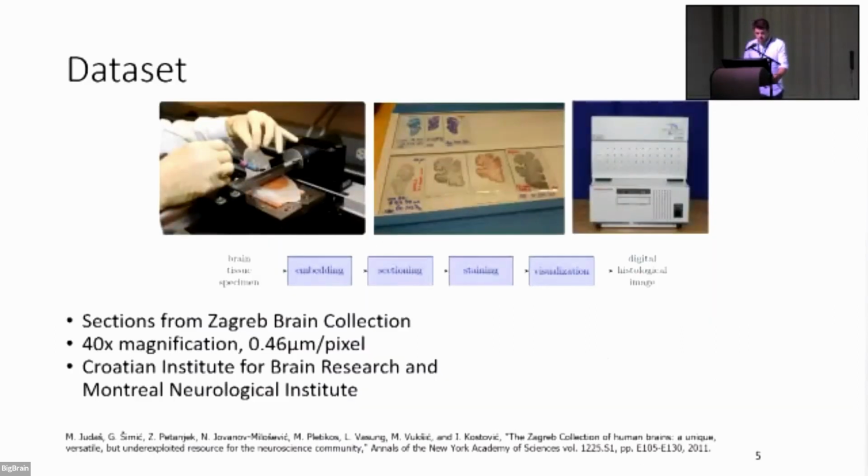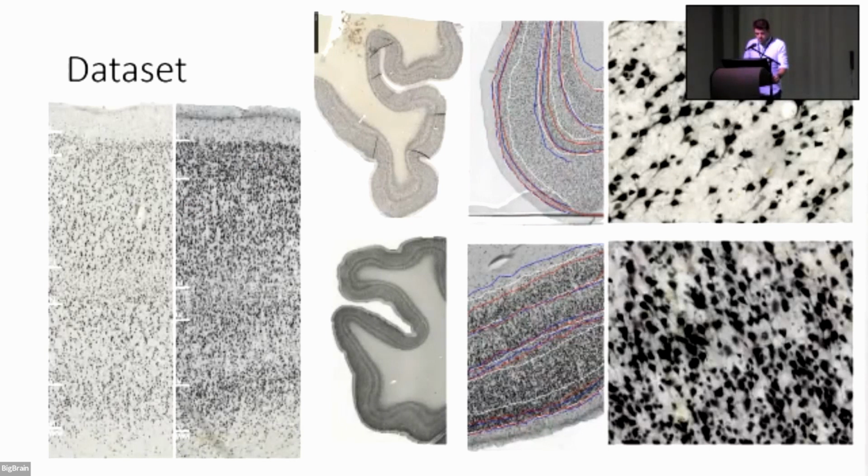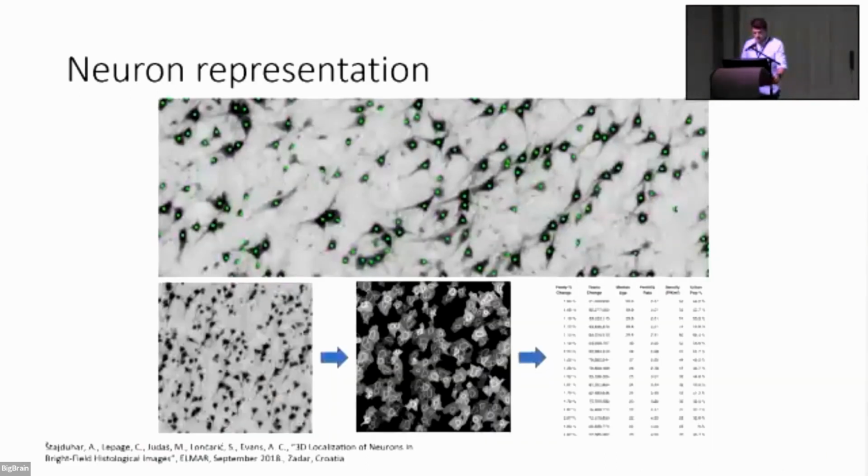Just a bit of detail about the dataset. Those are sections from the Zagreb brain collection, scanned in-house at high magnification, at sub-micron level resolution. I think all these things could work at 1 micron level as well. This was developed during my visit at the MNI and my work at the Croatian Institute for Brain Research. Taking another look at the dataset, this is how it looks. Some sections were thinly sliced, some thicker, just to give you a sense of the data.